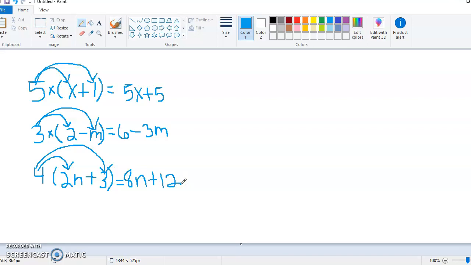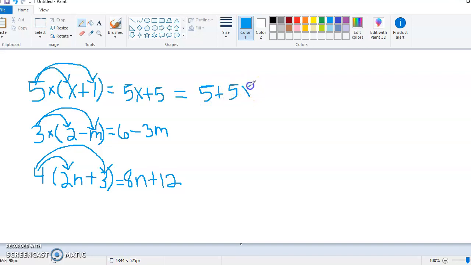Another thing you're going to see is commutative property. So the commutative property of addition says that you can move the numbers around and they still equal the same thing. So 5x plus 5 is the same as 5 plus 5x. We can switch those numbers around.